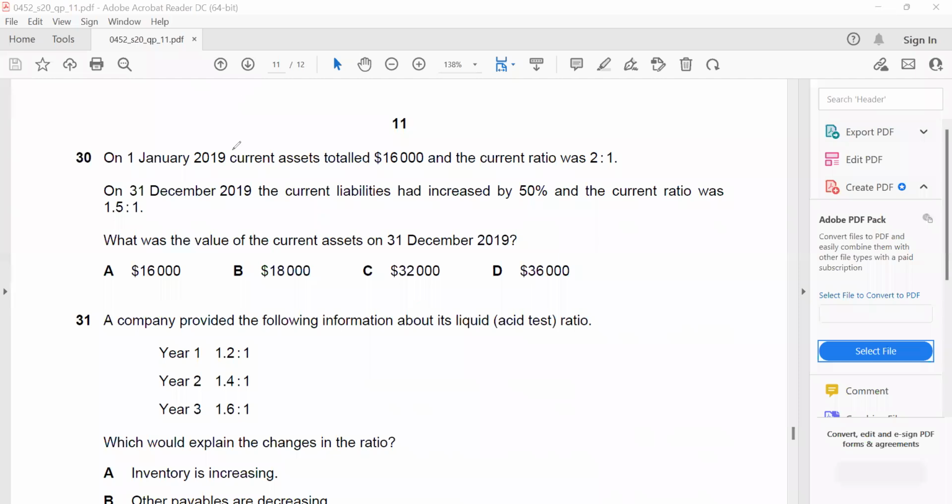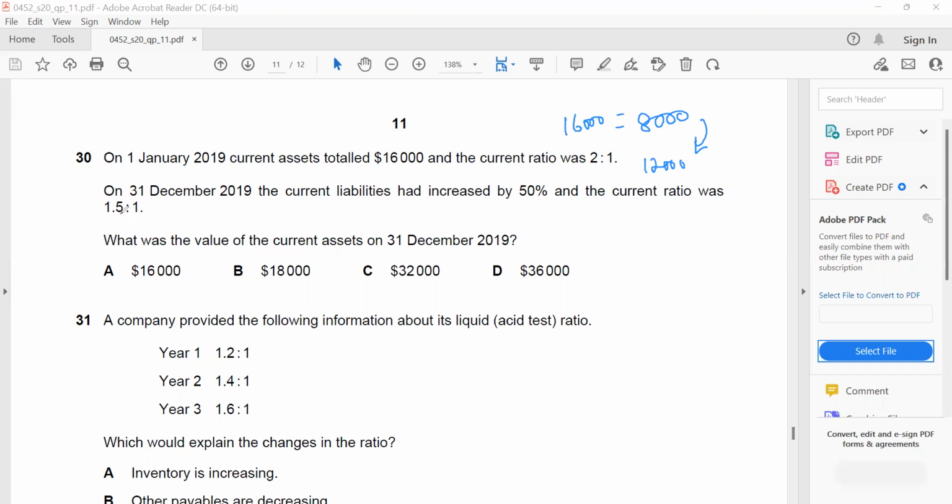30. On 1st January 2019, current assets total 16,000. And on 31st, the current liability has increased by 50%. What was the value of the current ratio? Okay, here 16,000, so here will be 8,000, half of it. On this 31st, current liability increased by 50%. So 50% increase means half, 4,000. 4,000 plus 8,000 will be 12,000.